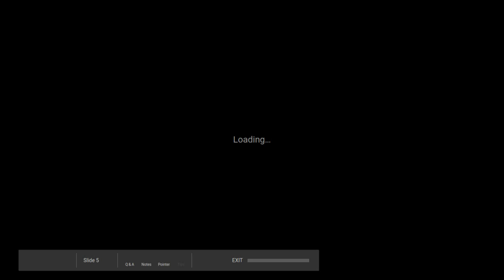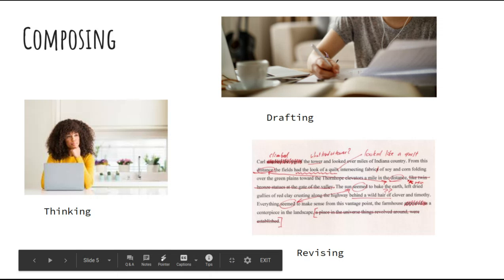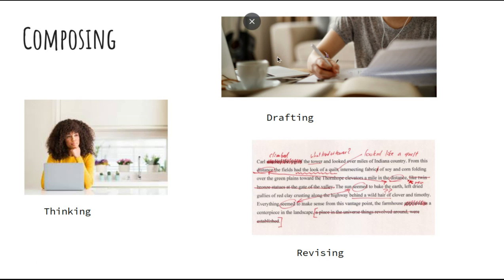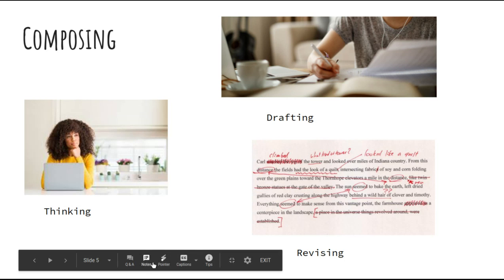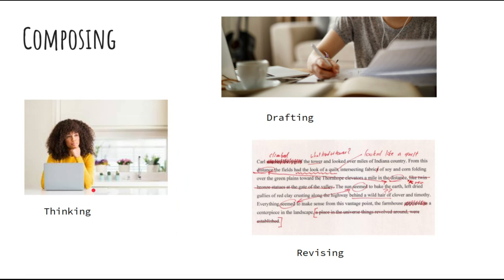Okay, so where were we? We were talking about composition and how it is a little bit more complex than just writing, because it involves a whole process that begins with thinking and reflecting on the ideas that we want to transmit, how we're going to write, and what we're going to write about.